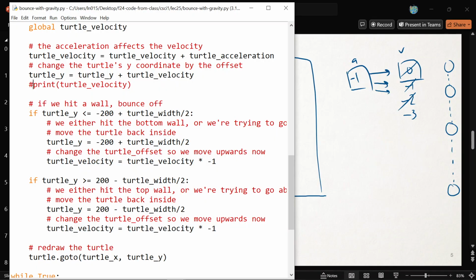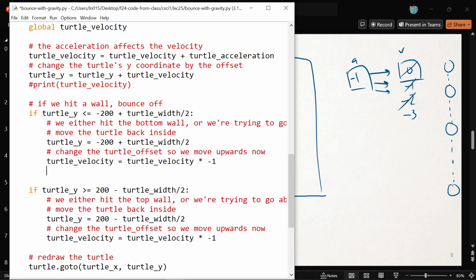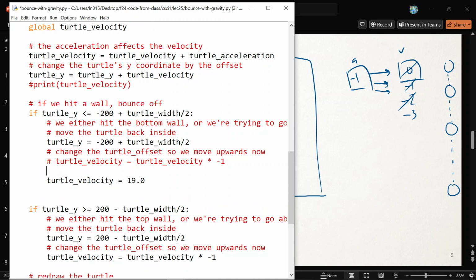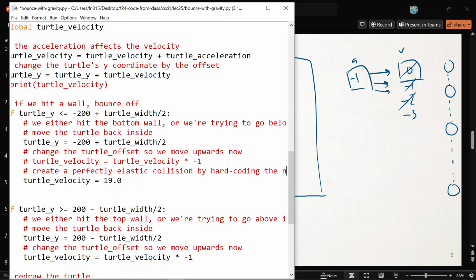You could tell it, all right, if I hit the bottom wall, that's this code, right? If I hit the bottom wall, I would like this to be a perfectly elastic collision, if you've heard of that from physics. So we were doing it like this, just changing the velocity to be -1. That's fine. But if we want it to bounce off with the same speed, we can just hard code it. Turtle velocity, bounce off with exactly, what was it, positive 19.0 upward speed. And then it'll keep on being affected. So that will create a perfectly elastic collision by hard coding the new velocity.